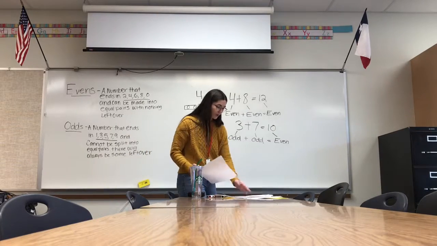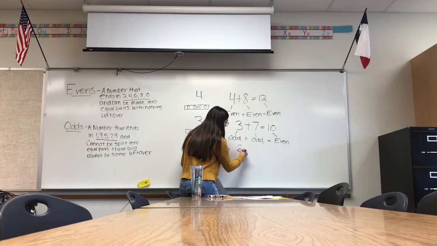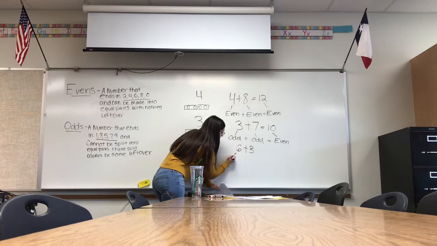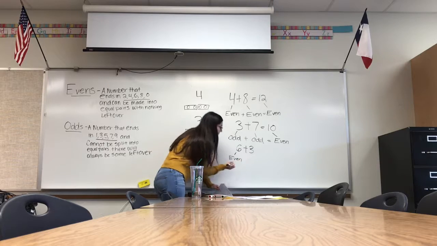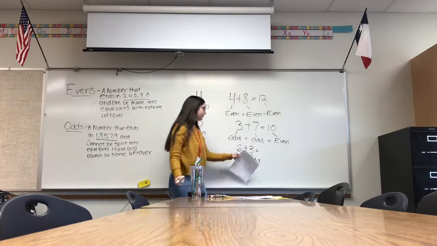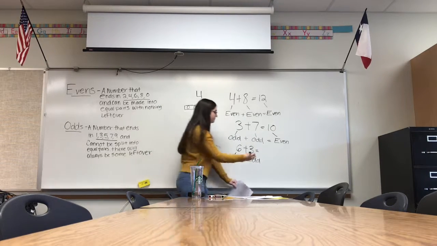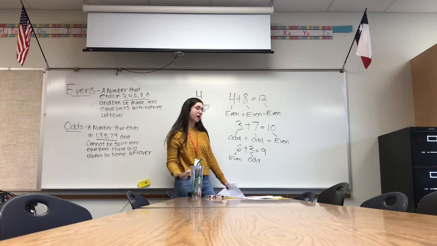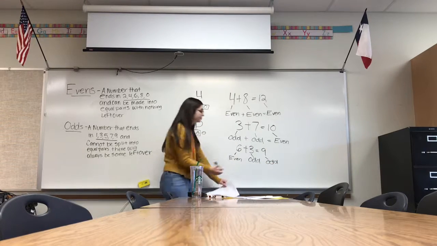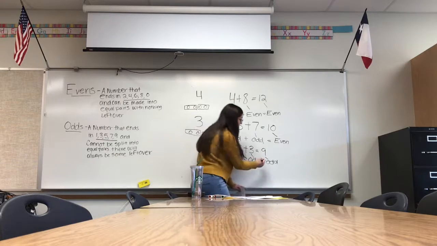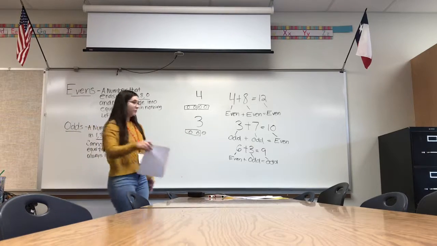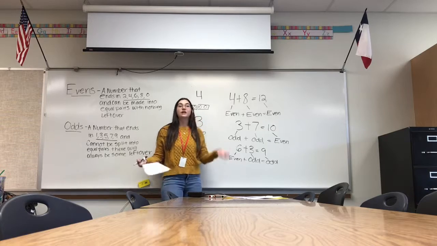So let's do one more. We'll do 6 plus 3. So 6 is an even. Three is an odd. And 3 plus 6 equals 9, which is also an odd. So an even plus an odd equals an odd. So let's stop here for a second and go over any questions that anyone had.